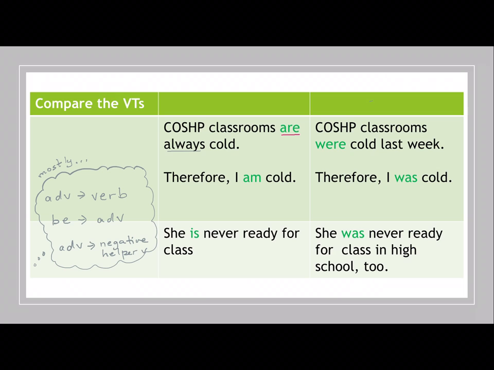So, notice that the be verb can be used in the simple present and the simple past. And also notice that when we're using the be verb as the main verb, if we also use an adverb, the word order is be verb, adverb. Let's take a look. Be verb, adverb.